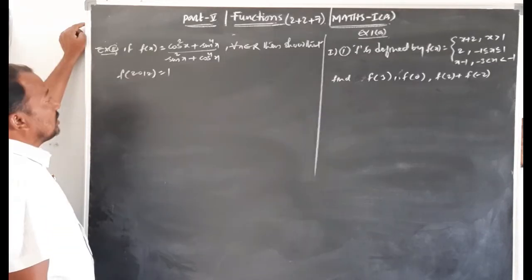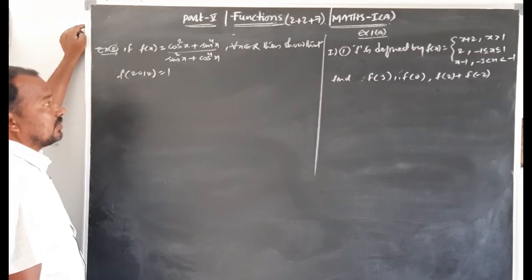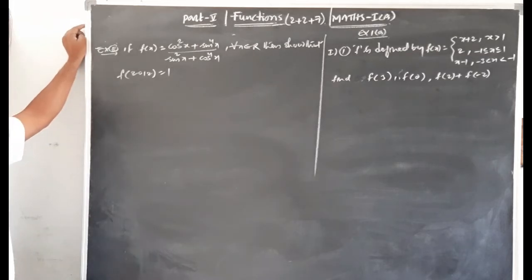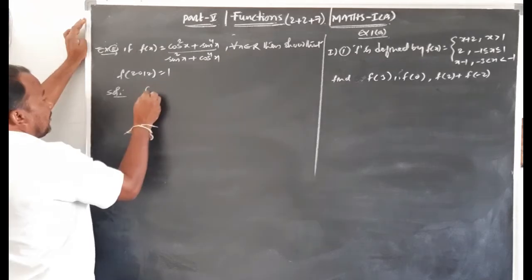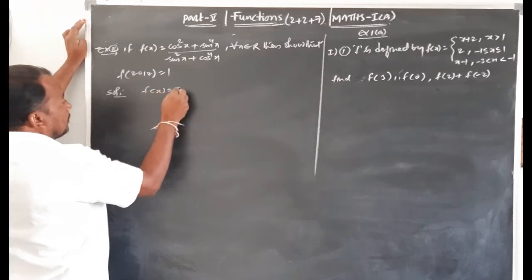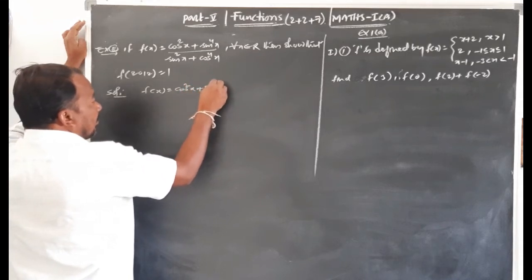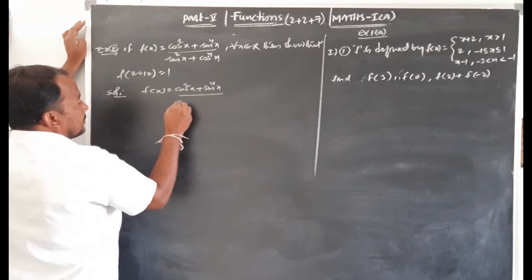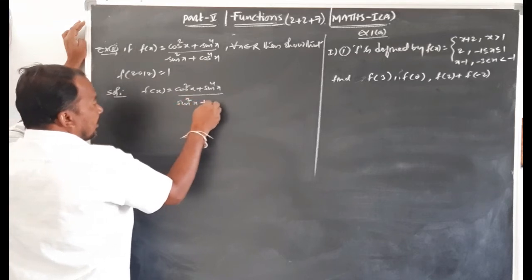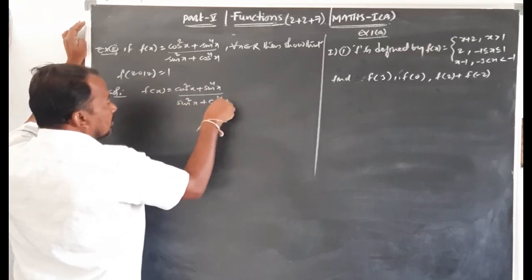Most important problem. f of x equals cos square x plus sin power 4x by sin square x plus cos power 4x for all x belongs to R. Then show that f of 2012 equals 1. f of x equals cos square x plus sin power 4x by sin square x plus cos power 4x.